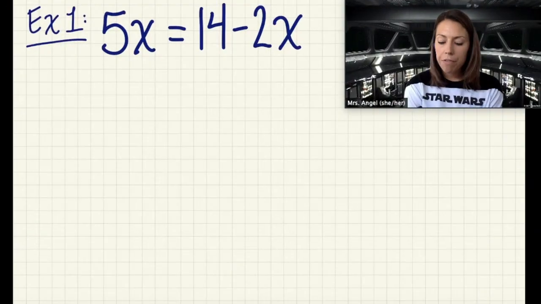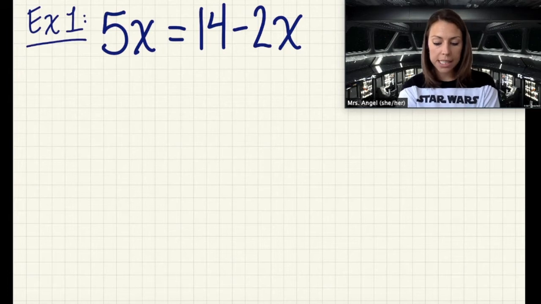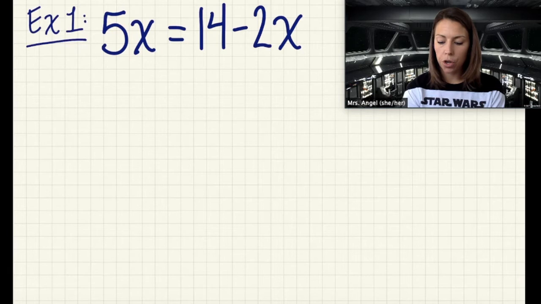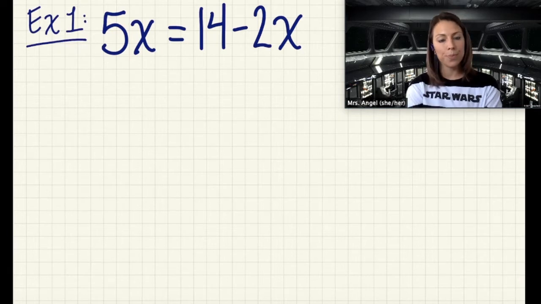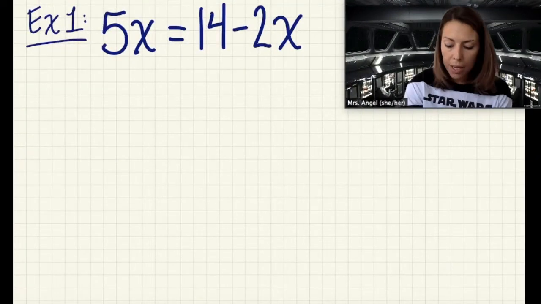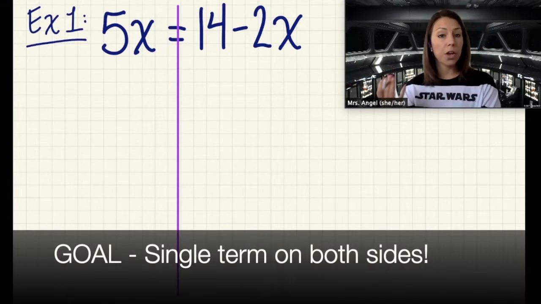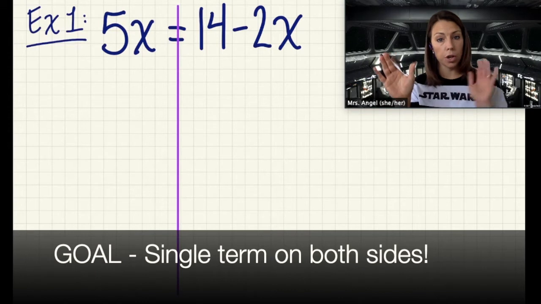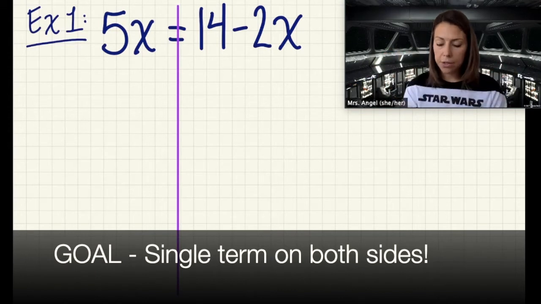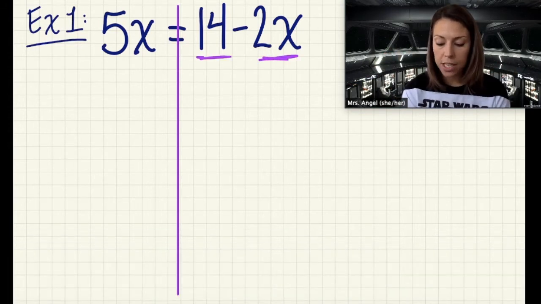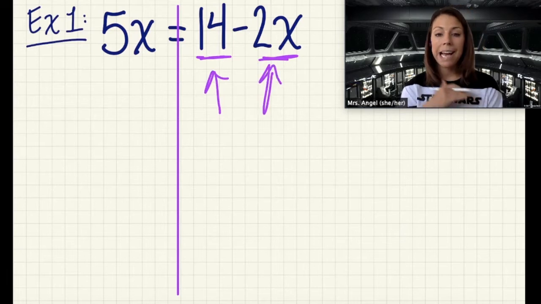Example 1, 5x equals 14 minus 2x. If you would like to try this example on your own, go ahead and do so now. I'm going to start by putting the line down the middle of my equal sign. And then again, my goal is to get it down to a single term and a single term. So what's standing out to me is that I have two terms on the right, meaning one of these two terms has got to go. I have to make a zero term out of one of them.